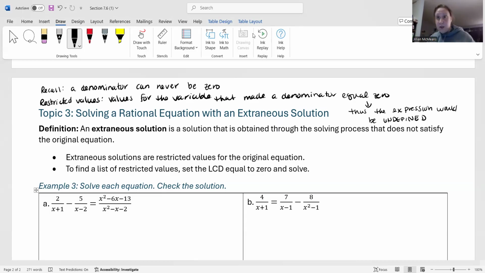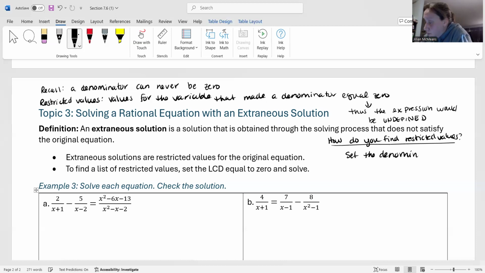So when we're solving these rational equations, we always have to be on the lookout for those restricted values. If a solution turns up as one of those restricted values, it has to be tossed out. It cannot be part of your solution set because it would make the whole thing undefined, which we can't have happen. So how do you find restricted values? Well, back in the first section of this chapter, we found restricted values by setting the denominator equal to 0 and solving. So for us, we're going to have to tweak that just a smidgen for this particular section.